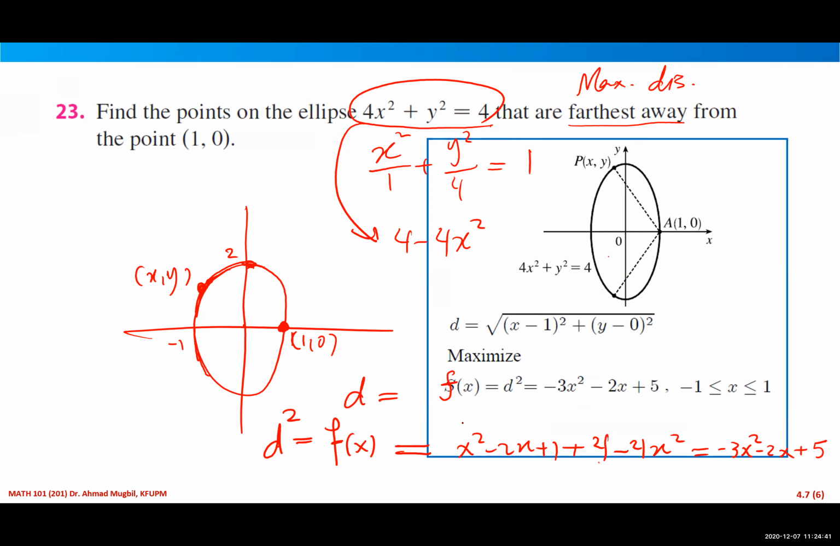Now you need just to find the first derivative, put it equal to 0, find the critical numbers, and check whether they are in the domain or not. x is between -1 and 1, ya shabab, because you know this is an ellipse. x cannot be greater than 1, and it cannot be less than -1. Of course, now you will solve it as a quadratic. You will factor, and you will find that the maximum will be at x equals -1/3, and it will be 2 values. You will have 2 points on this ellipse that are farthest away from the point 1 and 0.